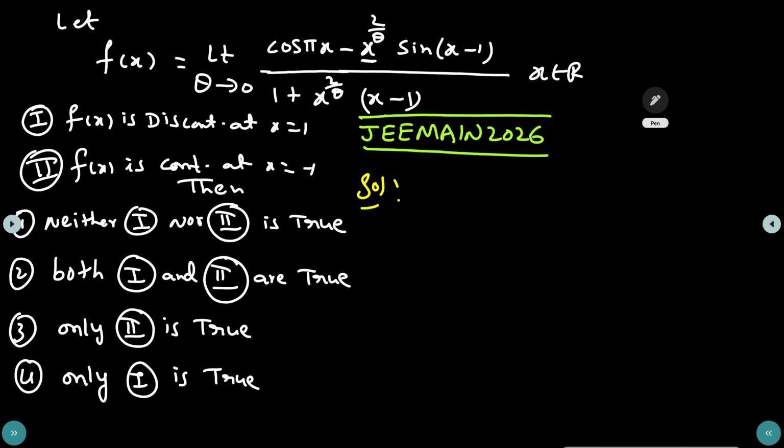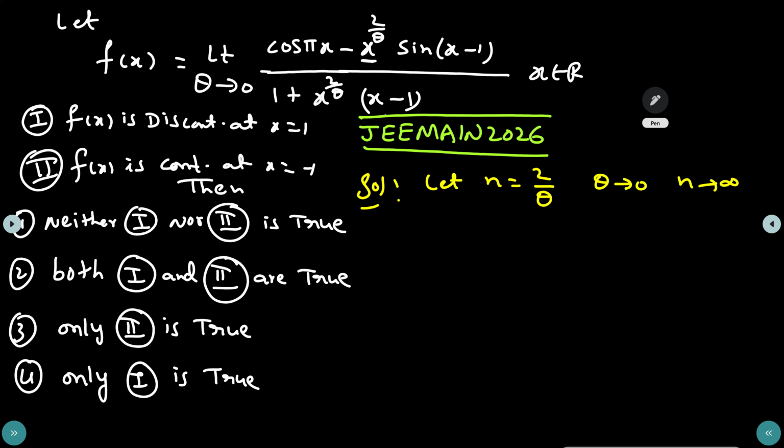So observe the given question here. A question from continuity. This is also a moderate to tough level question in JEE Main 2026. Observe the x power 2 by theta given. Here I am taking n as 2 by theta. Now the condition is theta tends to 0, so n tends to infinity.